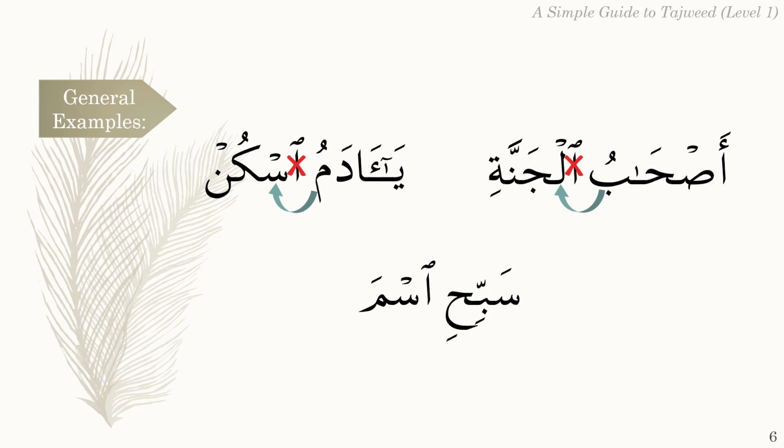يا آدم اسكن. As for the third example, we will skip Hamzatul Wasl and connect Ha with Kasra to Sin Sakina. سبح اسم.